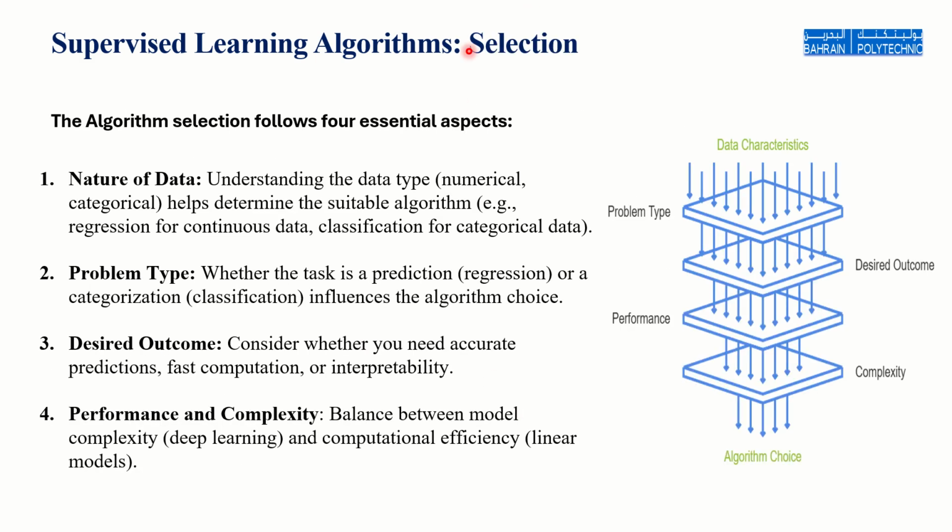Now coming back to the selection of the algorithm itself, definitely you have the nature of the data and the problem type itself, whether it is regression or classification. Based on that you can select the algorithms, and the desired output, whether you want a discrete output or a continuous output. Is it just a prediction, or a fast computation, or what are you going to do with the data, and the performance and the complexity? Do you want deep learning models to do something in depth, or just linear computational models used for efficient computation?